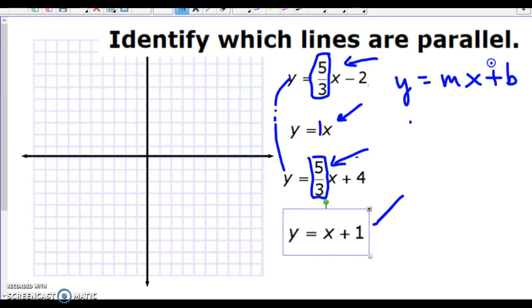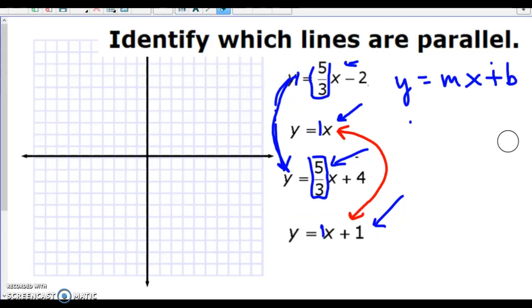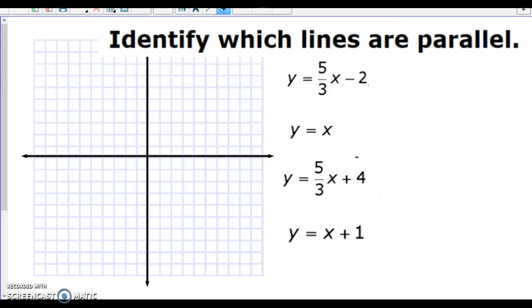And this is also in slope-intercept form. And we see that there is a single x. Therefore, we have two lines with a slope of 1 and two lines with a slope of 5/3. So we can say the first one and the third one are indeed parallel. Let's get rid of all this gobbledygook. Go back to this. So we have lines 1 and 3 and lines 2 and 4.